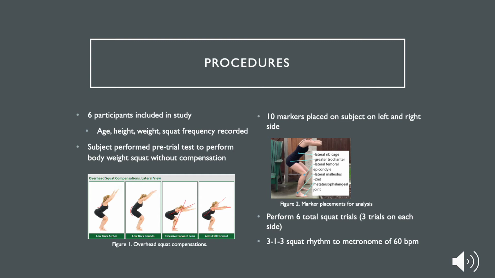The subject was to perform the squat in a 3-1-3 squat cadence to a metronome set to 60 beats per minute. So for the descent phase, it was 3 beats with a 1 beat hold, and a 3-beat ascension phase. Once the trials were complete, I conducted a data analysis using the tracker software.